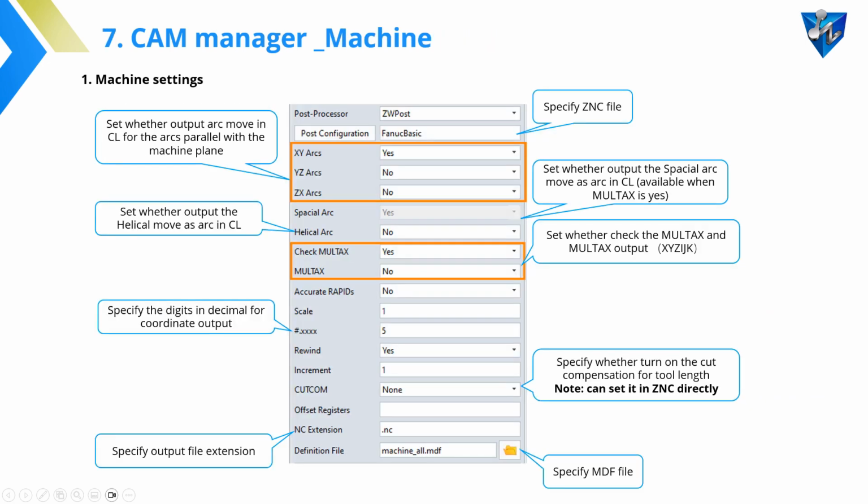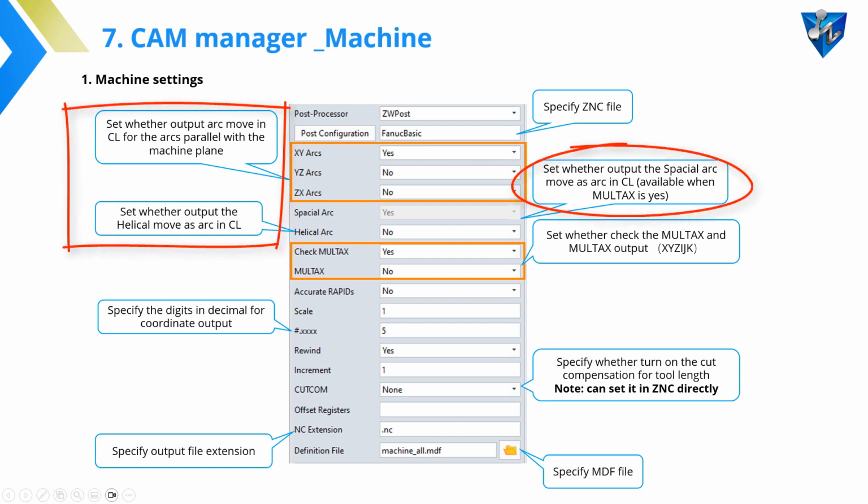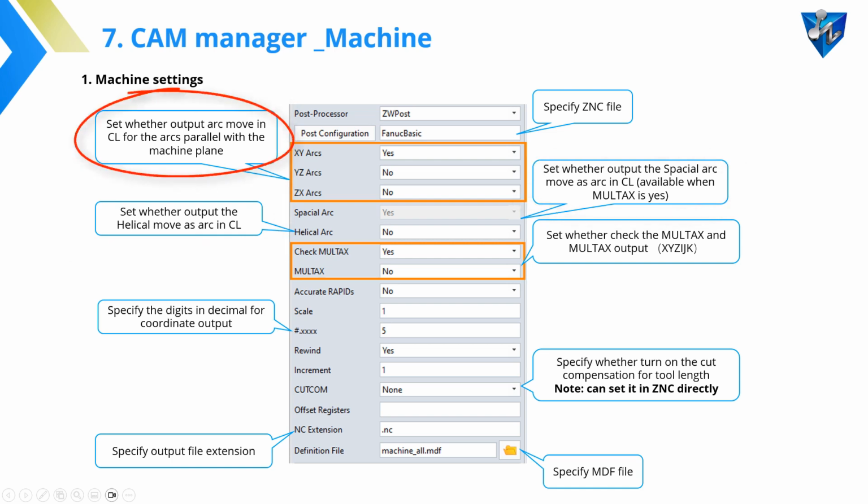All the toolpaths seem fine after check. Then we need to specify the machine for NC output. Let's check the machine manager. The most important setting is to specify the post files, including the ZNC file and MDF file. We can also control whether output arc move for the arcs on different planes, spatial arc or helical arc. Please note, currently, the XY, YZ, XZ arcs are based on the machine frame.